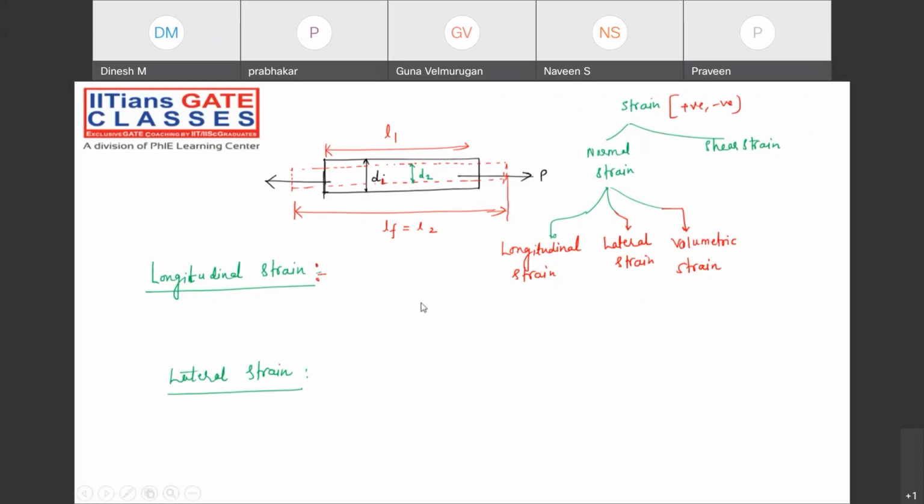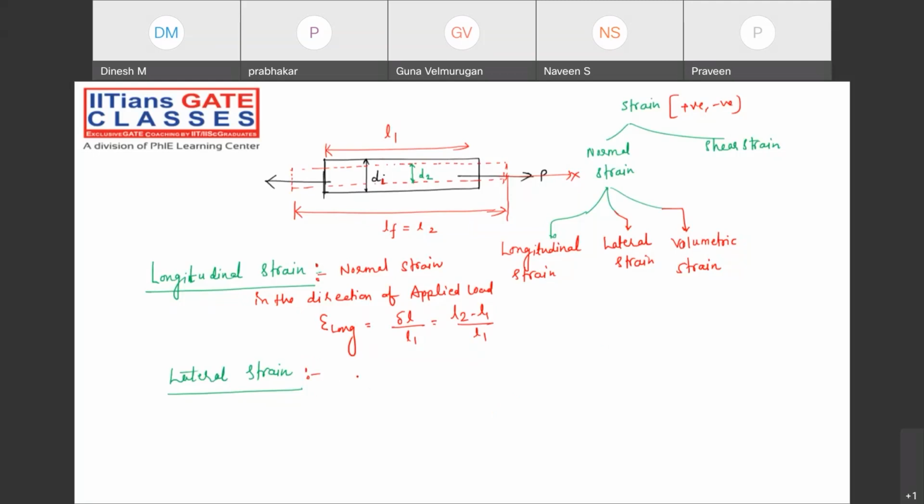Now, longitudinal strain will be what? It is defined as the normal strain developed in the direction of applied load. I will tell you the shortcut also. This is the longitudinal axis. Along the longitudinal direction, whenever the load is applied, along that direction, whenever you are finding this strain value, remember it's a longitudinal strain. And how to calculate the longitudinal strain? Change in length by original length. L2 minus L1 by L1. Please check it out.